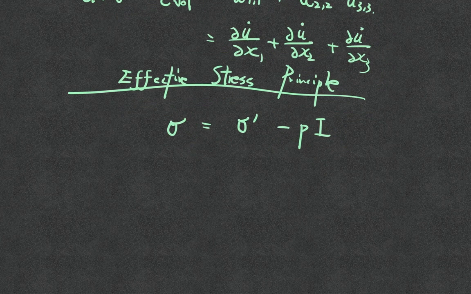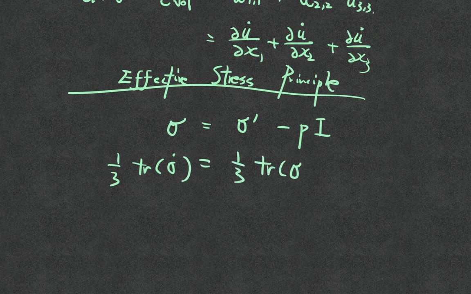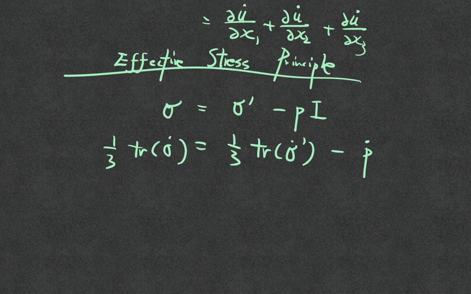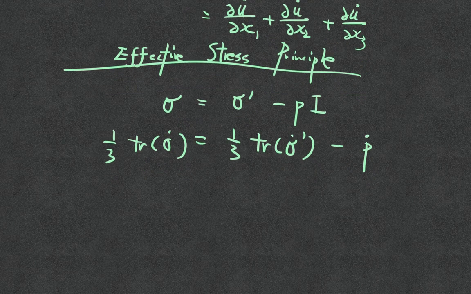Okay, now if you take the trace of it, take the diagonal terms and sum them together, and then take the time derivative, I will simply have this. Okay, so the P is actually just a scalar. If you take the diagonal terms of the identity, you get 3, and 1/3 of 3 is 1. So if I take the mean stress, I will simply get this.